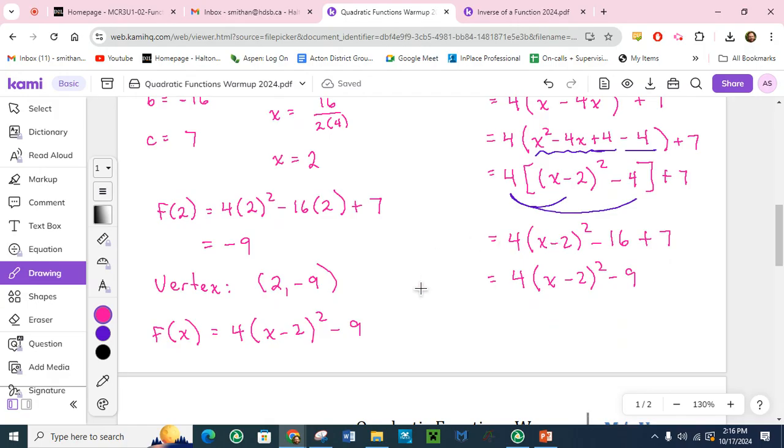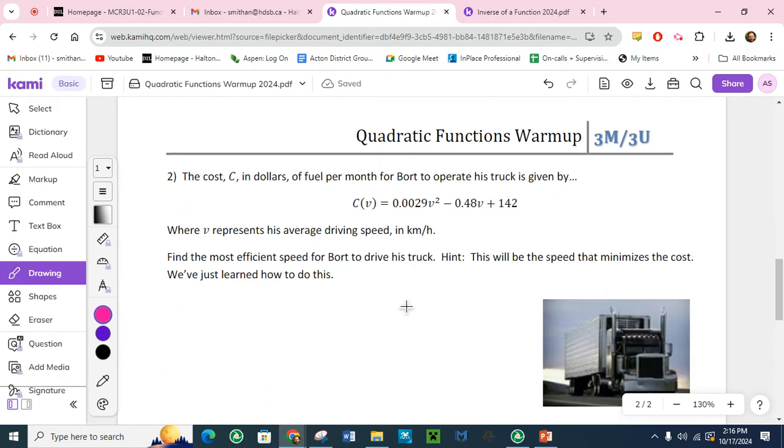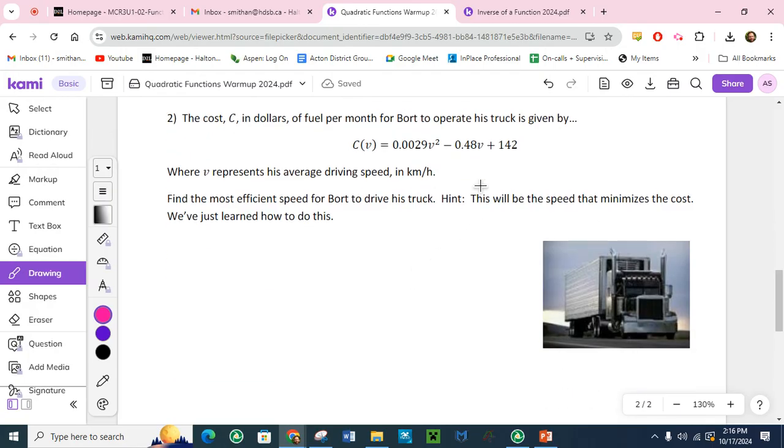All right. I'm going to do my attendance while you guys think about the back. Okay? So I've got a little application here. So the cost for Bort to operate his truck, the fuel costs anyway, it depends on how fast he drives his truck.